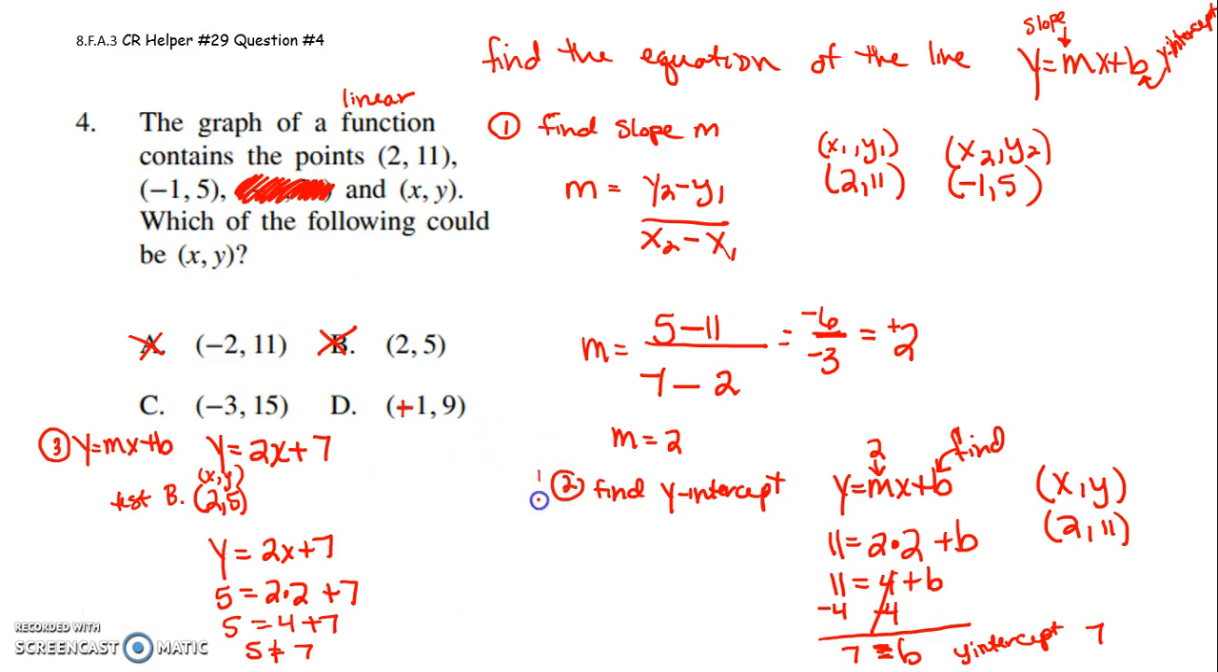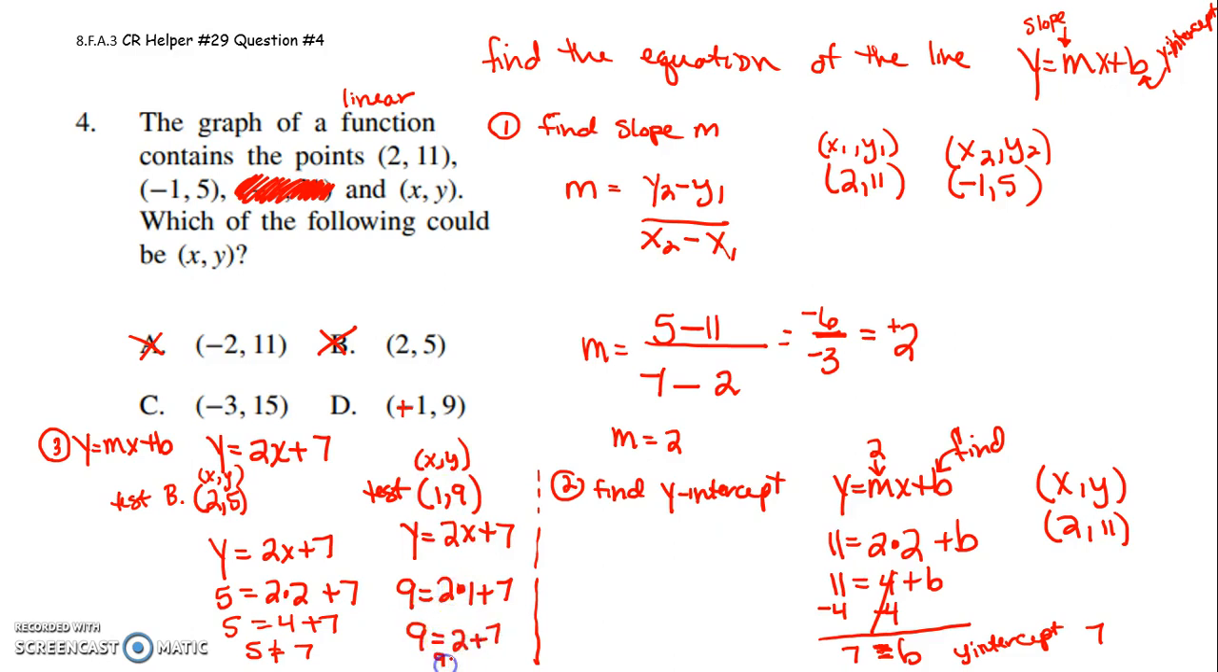So now let me test D. D is (1, 9). So I have y equals mx plus b. This is my x, this is my y. I know my m. M is 2. I'm testing it on the line that I actually found. And b is 7. So in place of y, I'll plug a 9, equals 2 times, in place of x, I'll plug a 1, plus 7. Yay! 9 equals 2 times 1 is 2 plus 7. 9 equals 9. Yay! That's the point on my line.